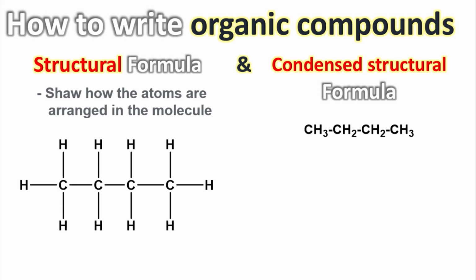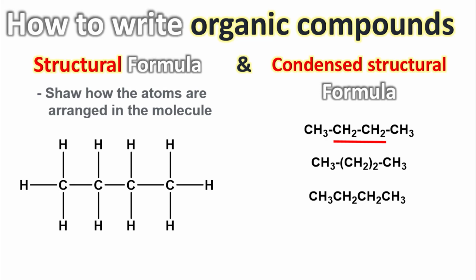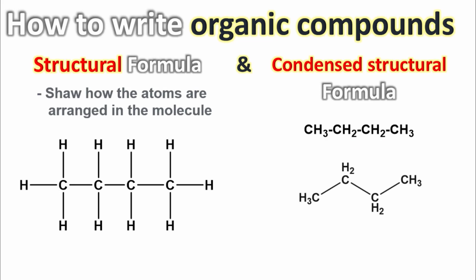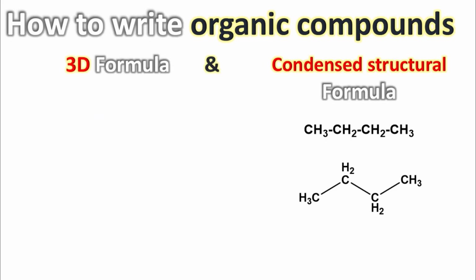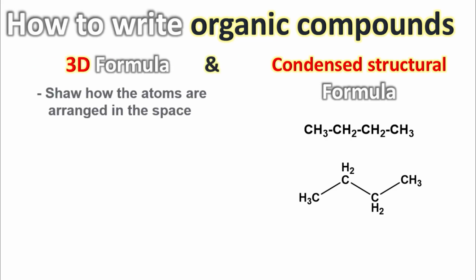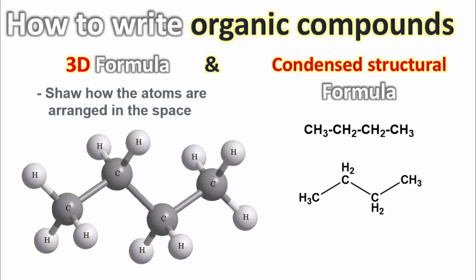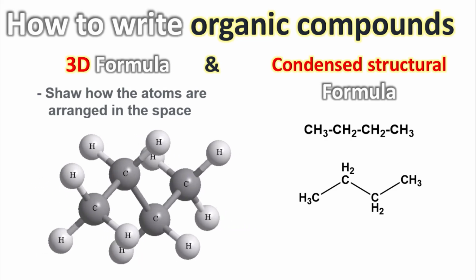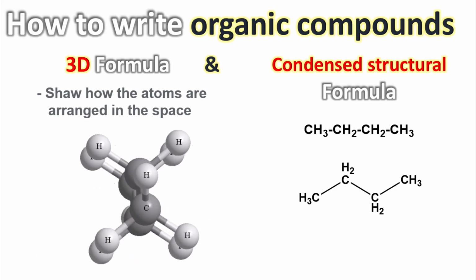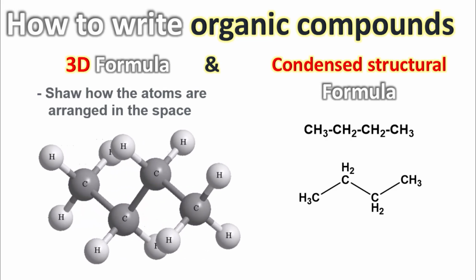We can see that the CH2 group is repeated 2 times, so we abbreviate as follows. Also we can hide the CC bond as follows. And also we abbreviate the 2 CH2 groups as follows. Another common way to write the condensed structural formula is by changing the bond angle between carbon atoms as follows. The fifth way is by using the 3D structural formula, which shows how the atoms are arranged in space. Example, the butane molecule has the following 3D structure, where all carbon atoms have sp3 hybridization. So, the bond angle between atoms is 109 degrees.